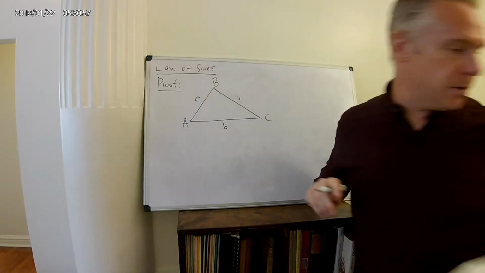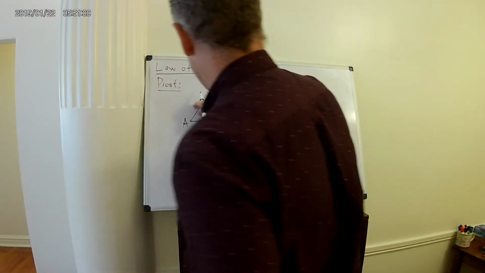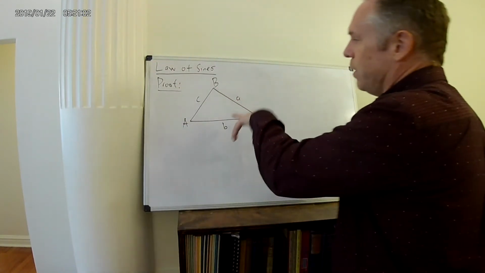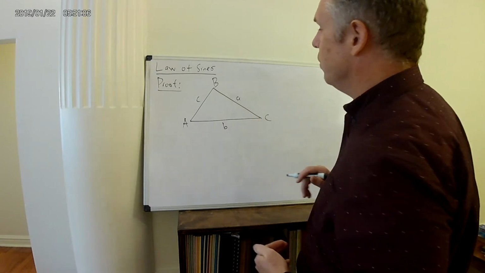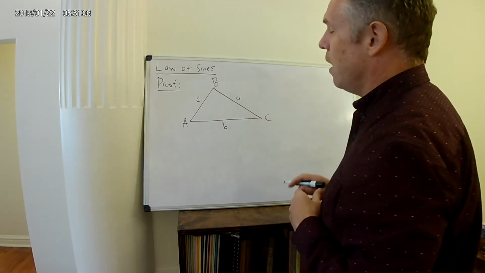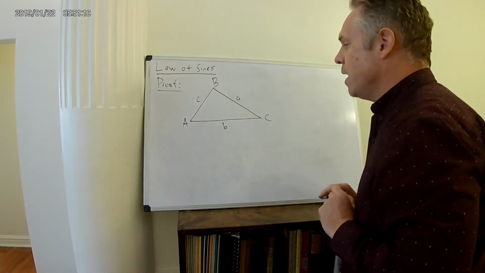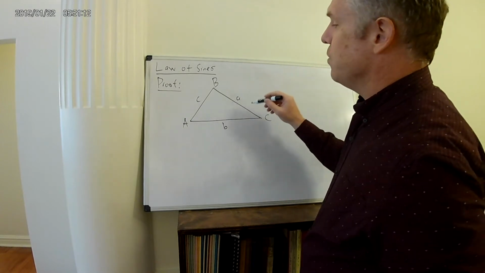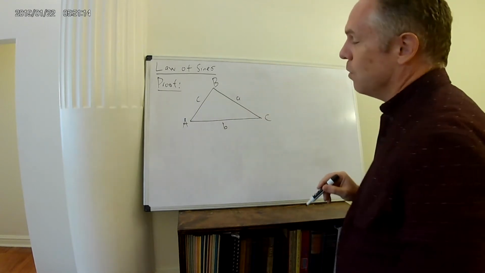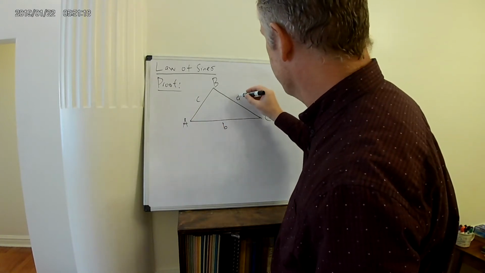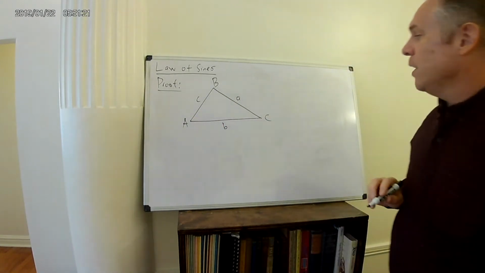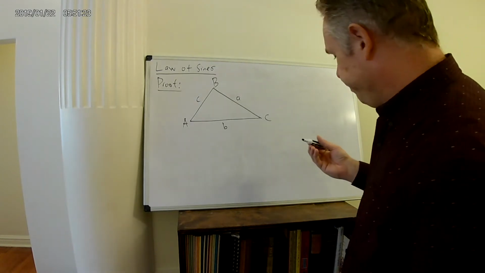How does this work as far as labeling, by the way? So there's 6 unknowns with the triangle, 3 angles and 3 sides. The angles are labeled with capital letters. The sides are labeled with lowercase letters. And the letters of the sides are always opposite the corresponding letter for the angle. So this is angle A. This would be side A. Okay. And let's suppose I want to solve this triangle.